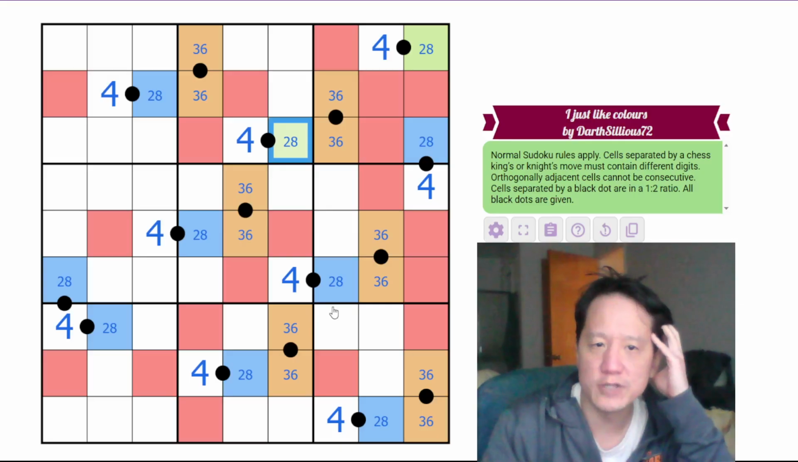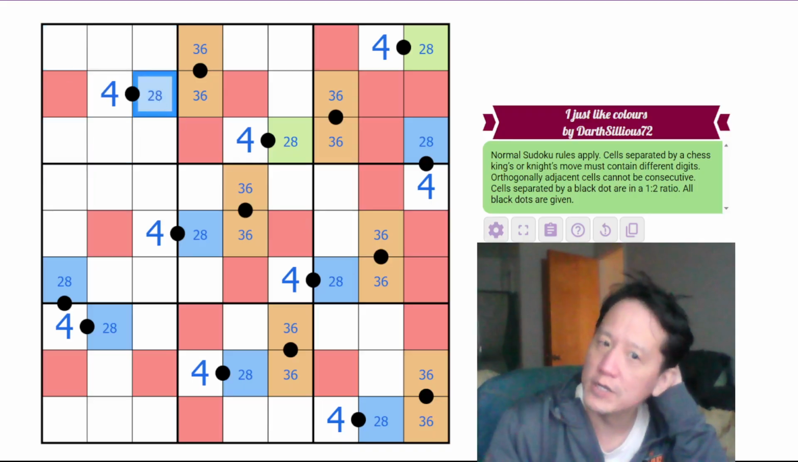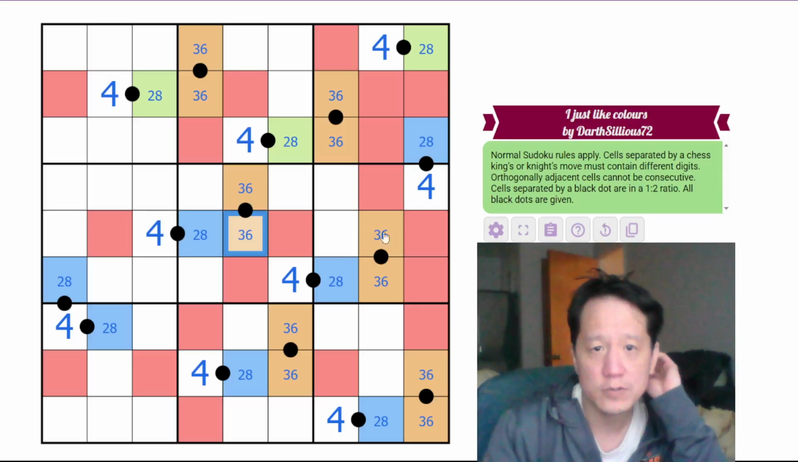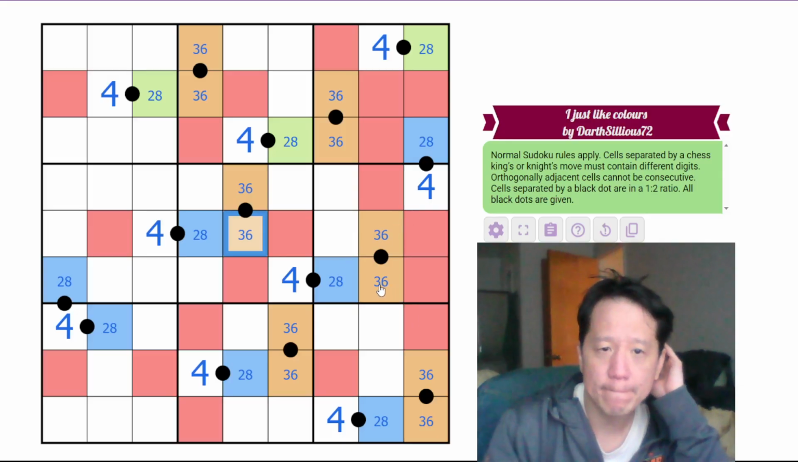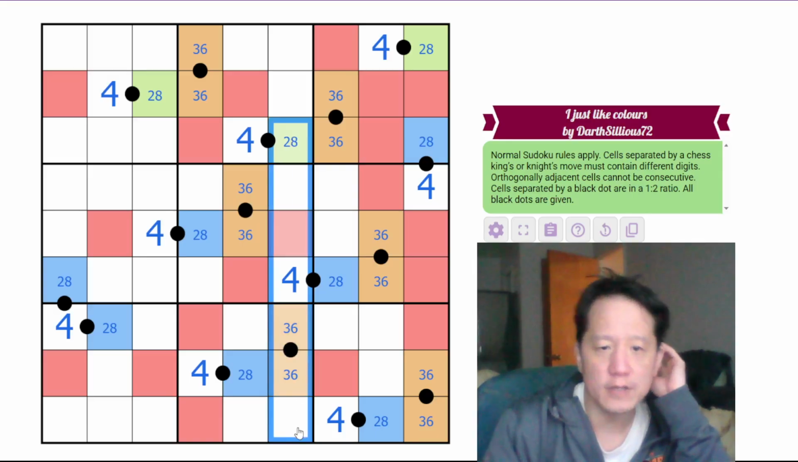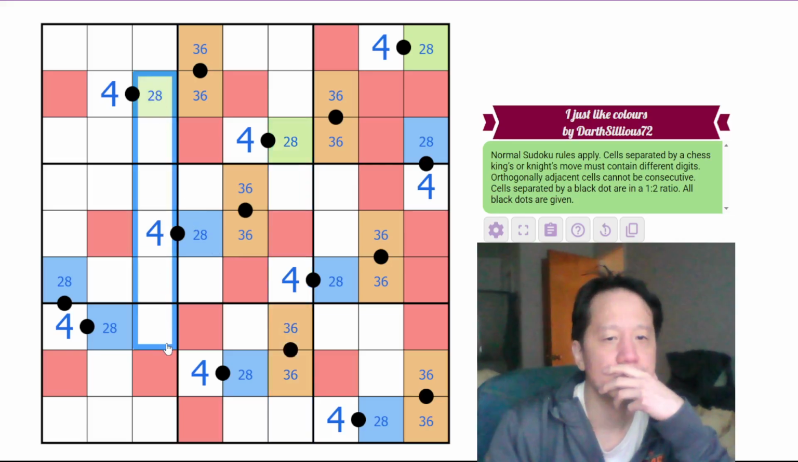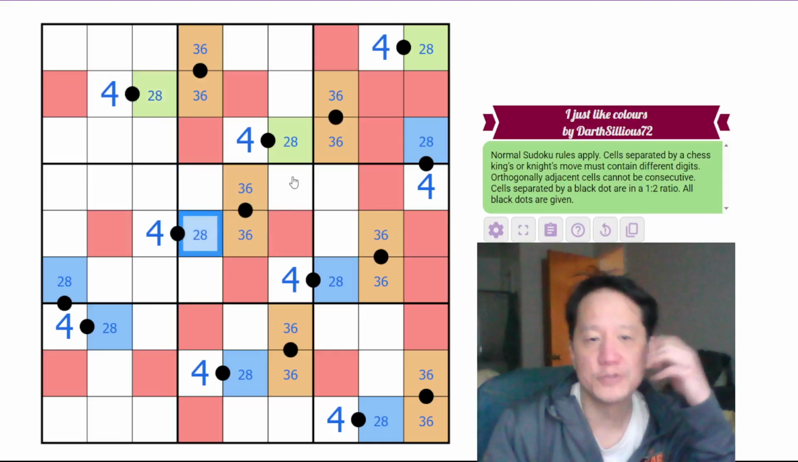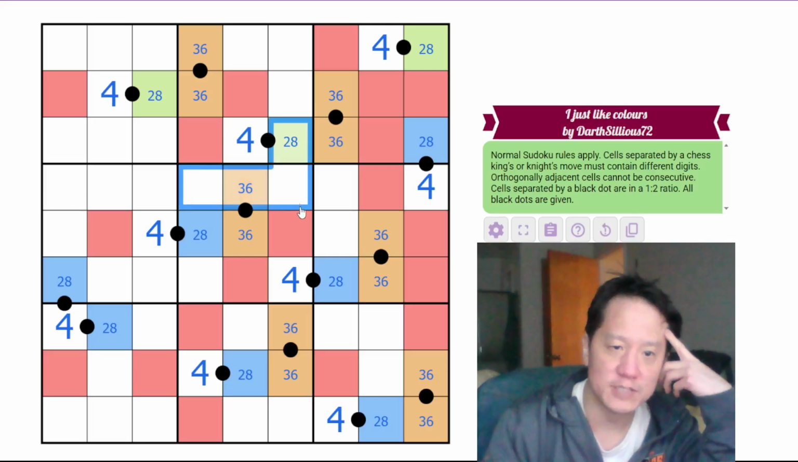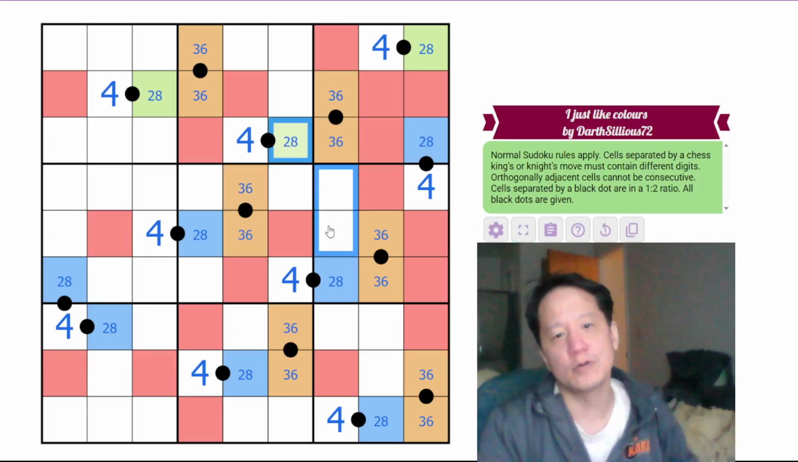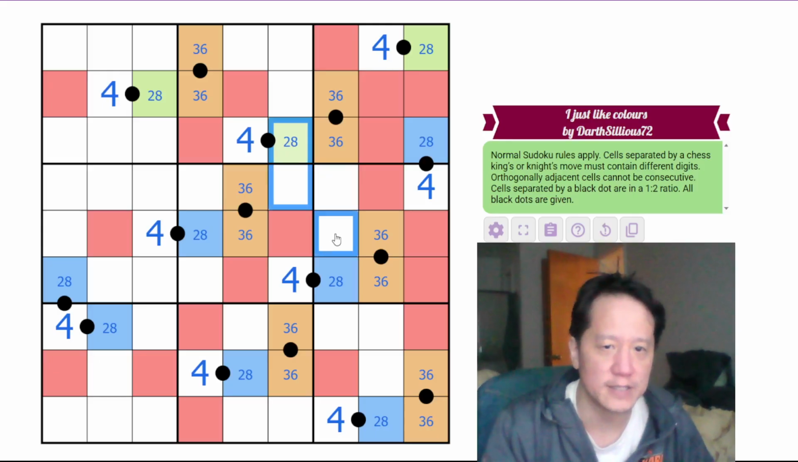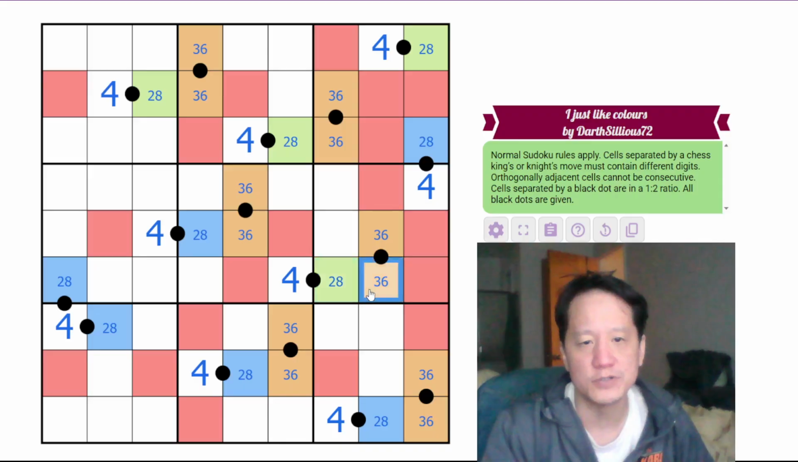Therefore, this can't be blue, that's green. Green cannot be here, can't be here or here, so green has to be here. So this is green also. Green cannot be any of these. Also, where can green be? Green also can't be a knight's move or king's move away. So green cannot be here or here, because that's a king's move away and that's a knight's move away. So this has to be green also.